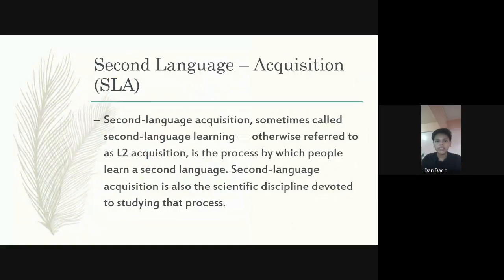So, second language acquisition. Second language acquisition, sometimes called second language learning, otherwise referred to as language acquisition. It's the process by which people learn a second language. Second language acquisition is also the scientific discipline devoted to studying that process. So, second language acquisition is the study of how we learn or how we acquire another language that we want to learn.